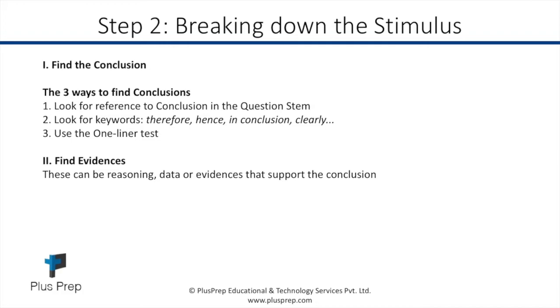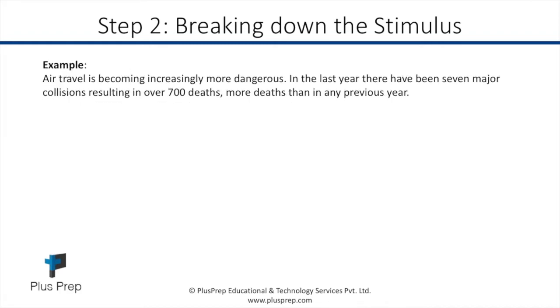Once you've found the conclusion, it's very simple to find the evidence. The evidence is statistics, data, or any kind of reasoning that is used to support or back the conclusion, right? Again, make sure you paraphrase the evidence so that it is very clear what data he provides, and when you compare that to the conclusion, you'll know what data is not provided, and as a result, what assumptions he is making. So let's look at an example.